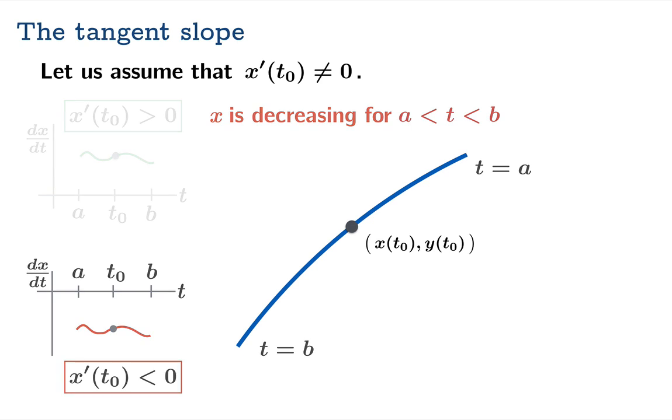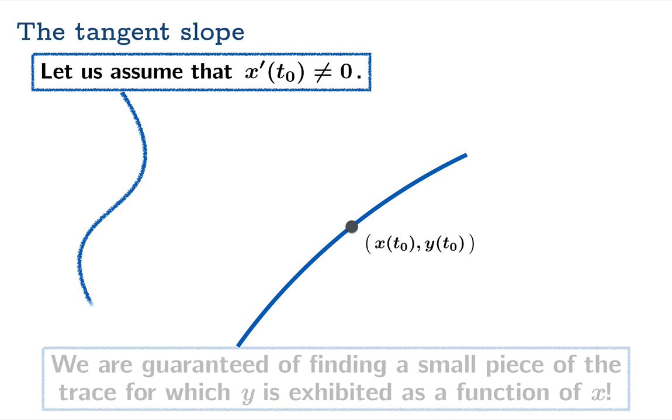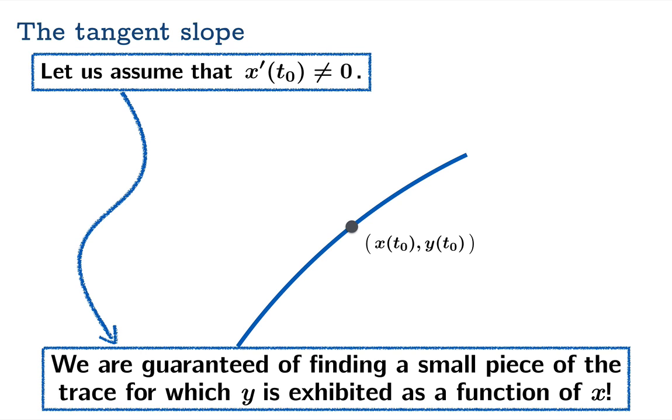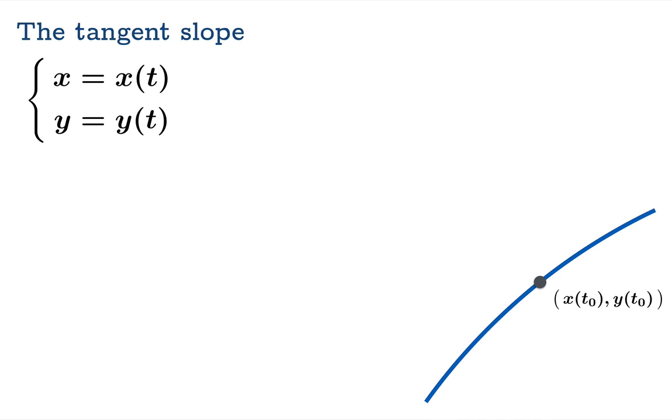So what's the upshot of this? The upshot of this is, either way, the assumption that the derivative is not 0 has guaranteed that we should be able to find a small time interval during which the trace of the graph exhibits y as a function of x. So in other words, this little bit of graph is going to pass the vertical line test. This is going to be useful conceptually for what we're about to do.